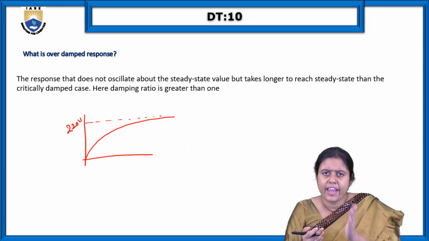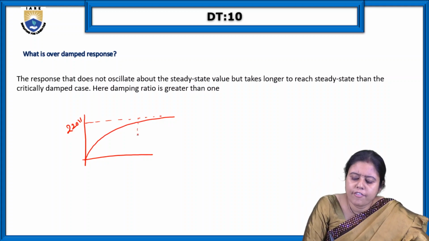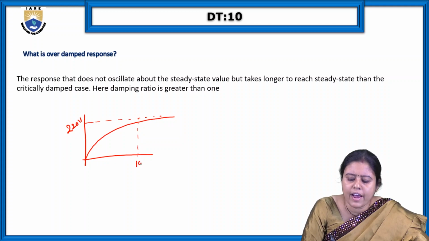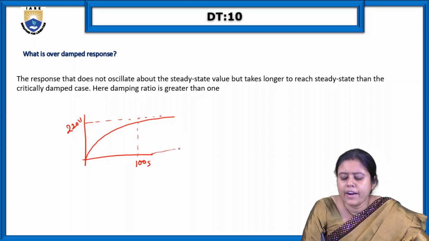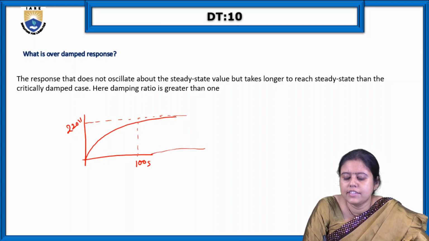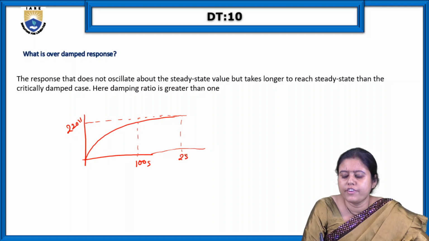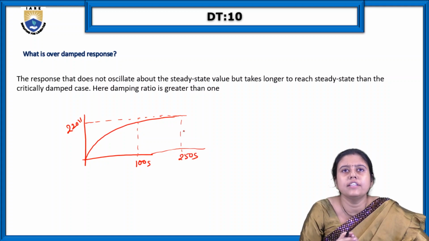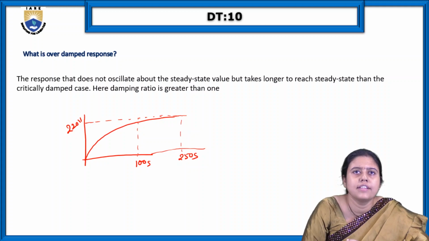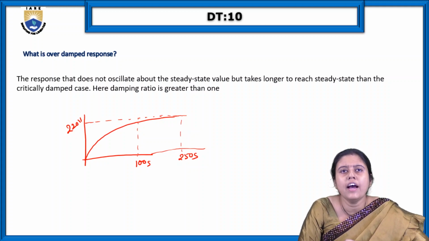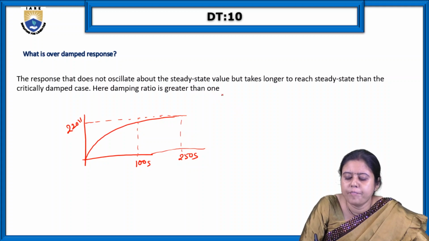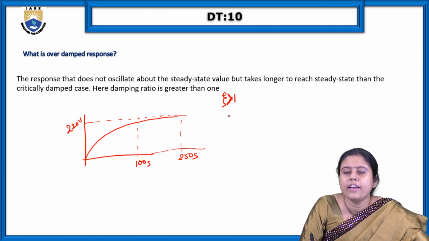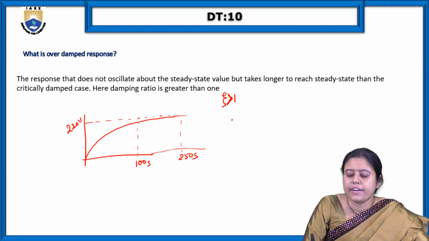Critically damped case means the exact case I want. Say, according to our problem, in 100 seconds it will reach the 220 volt, but due to this disturbance it is reaching at 250 seconds. So this condition is known as the overdamped case. In the overdamped case, the damping ratio zeta is greater than 1.